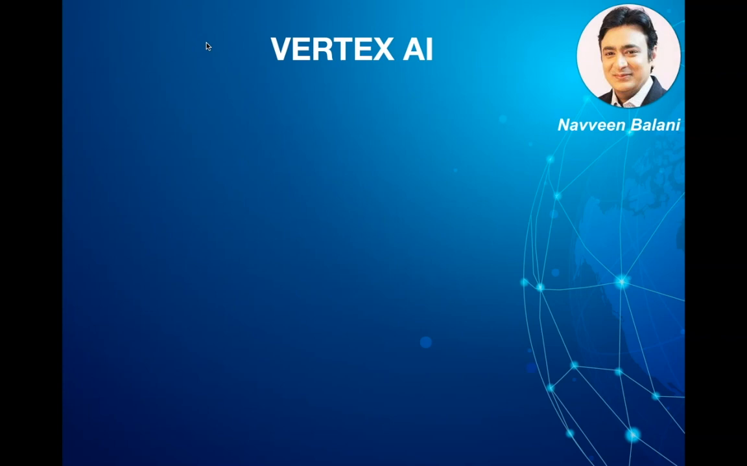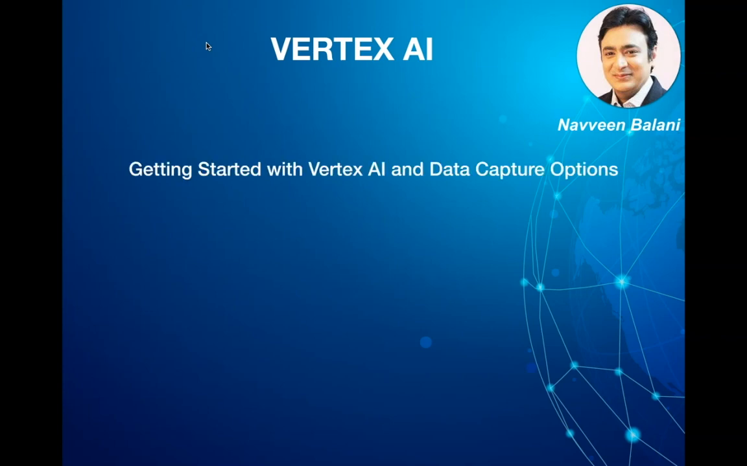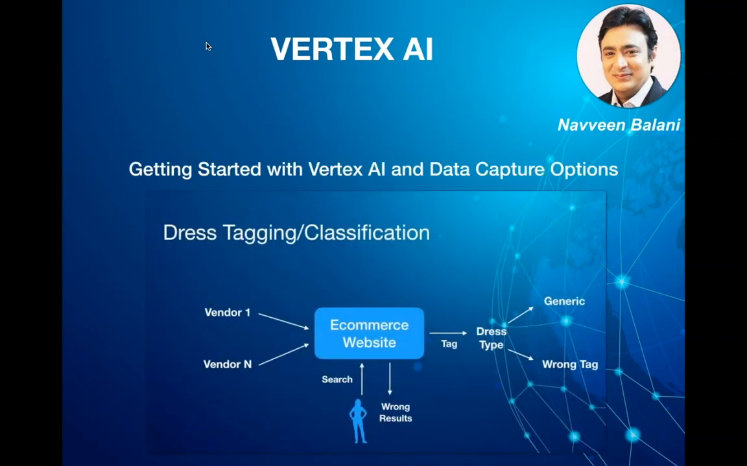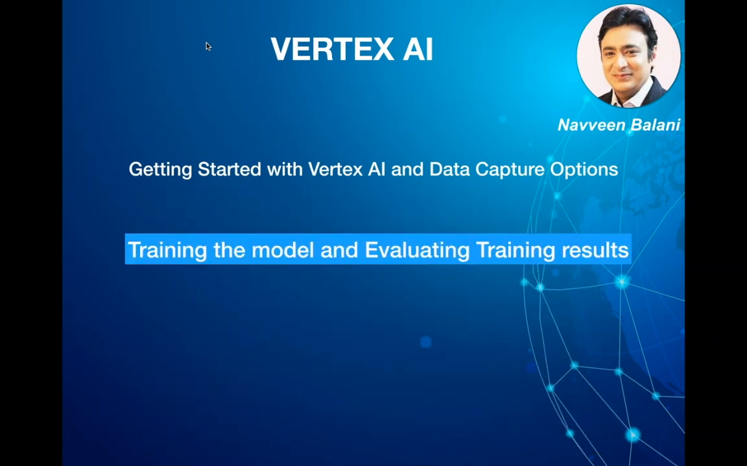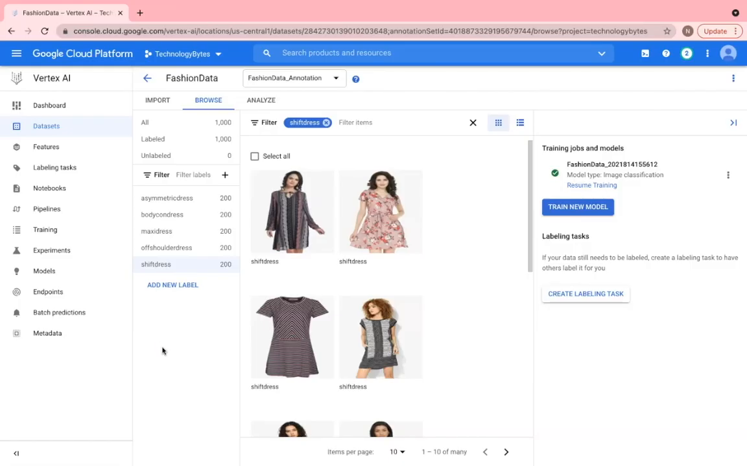I'm Naveen Balani. So to recap, in last week's episode, we went through the retail AI dress categorization use case and imported the 5 categories of dresses in Vertex AI using the data capture module. In this week's episode, we'll go about training the model. So let's get started. To start with, click on the fashion dataset and click on train new model.